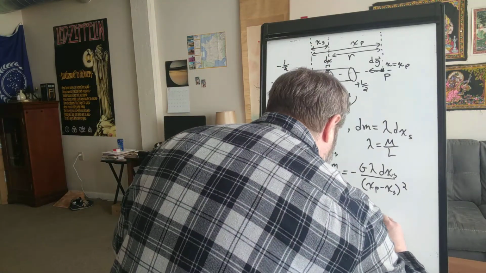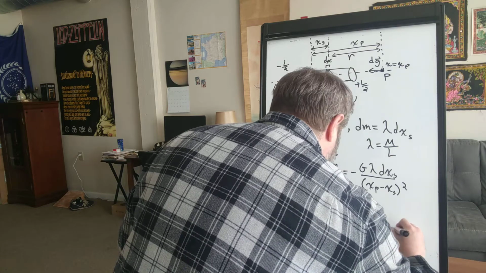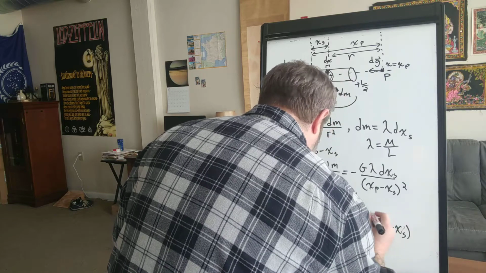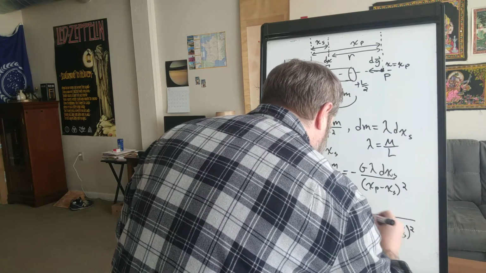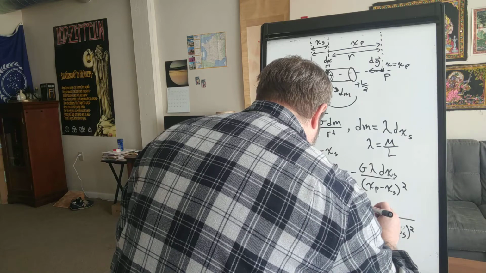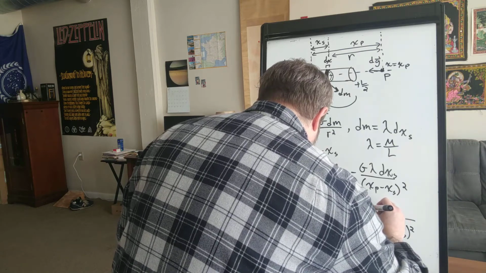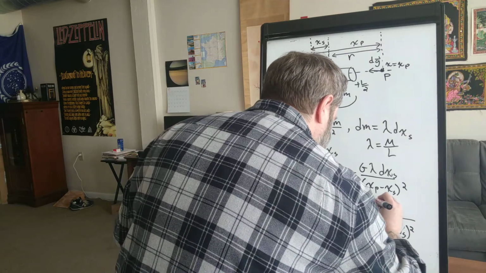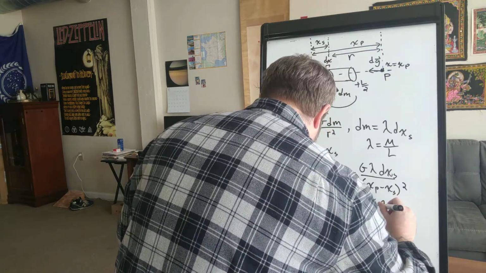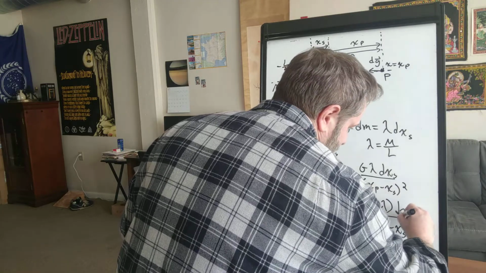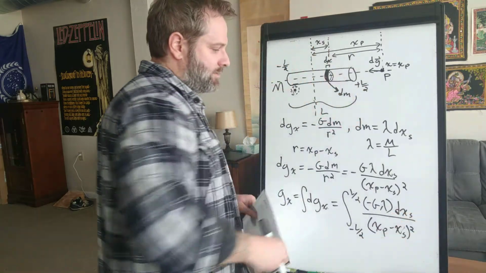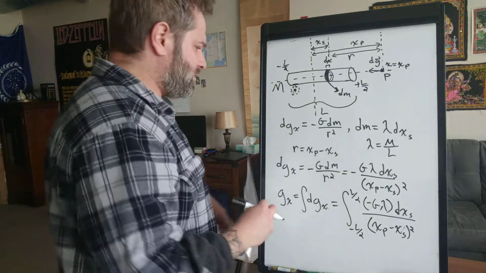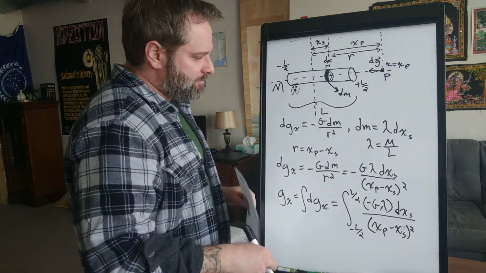And then xp minus xs squared. Where'd it go? Oh, shoot. Lambda dxs. Okay. So I'm not going to do this integral because we're actually pretty short on time.